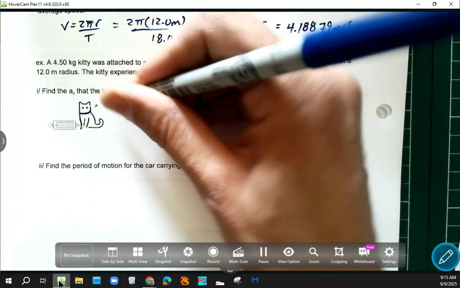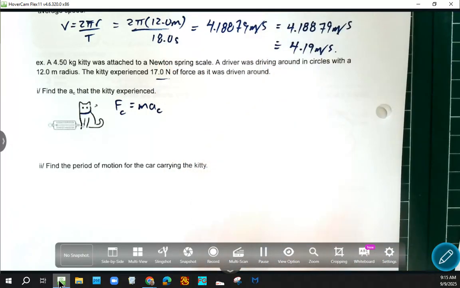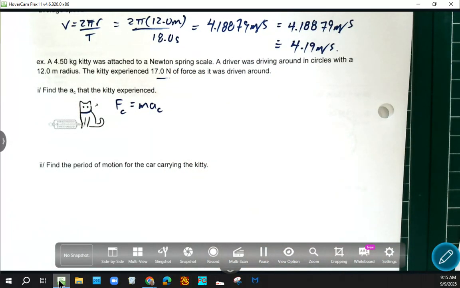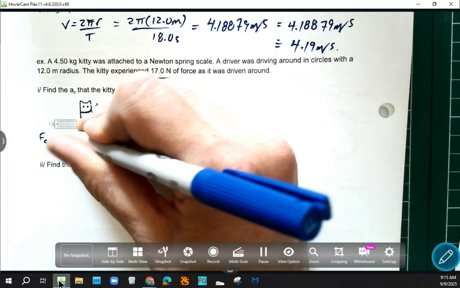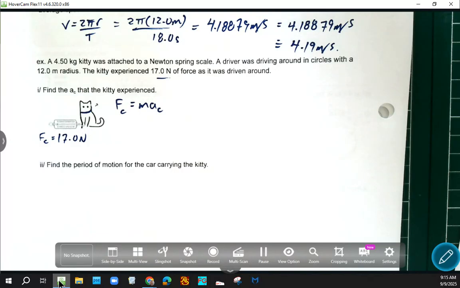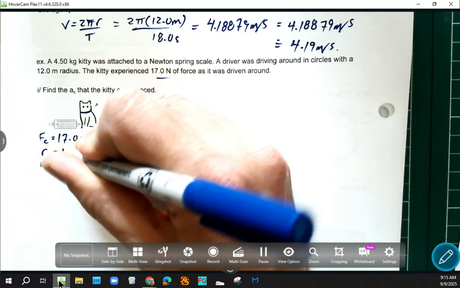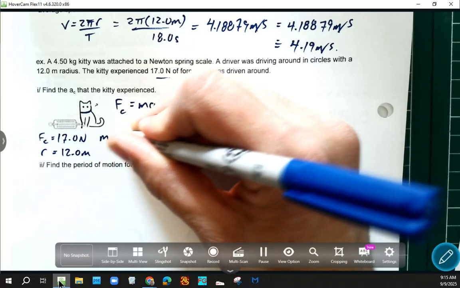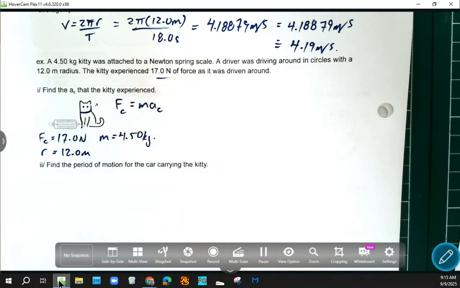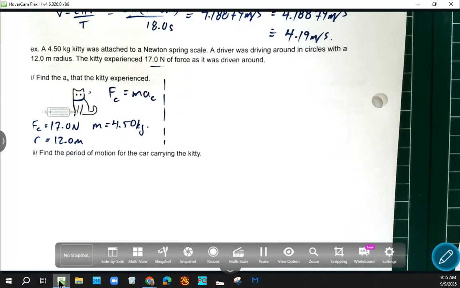Anyway, centripetal force has the same formula as linear force, except that the acceleration that would be linear ends up being the centripetal acceleration. And if I'm writing out my givens for this little kitty, I'd say, all right, well, I know that the kitty experienced 17.0 newtons of force, because that's what it read on the spring scale, and the radius of curvature of my road is the same as the one above, is 12.0 meters, and we've got a mass for our cat. The mass of the cat is 4.50 kilograms, and I'd like to figure out what the centripetal acceleration acting on my cat is.